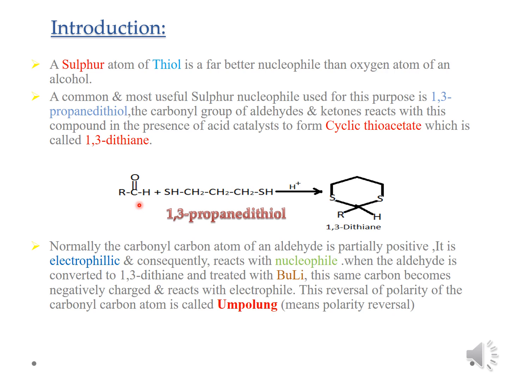When it is treated with butyl lithium, the electrophilic nature of that carbon atom changes, and it makes it nucleophilic in nature. So that reversal of polarity is known as umpolung. That means the reversal of the polarity.